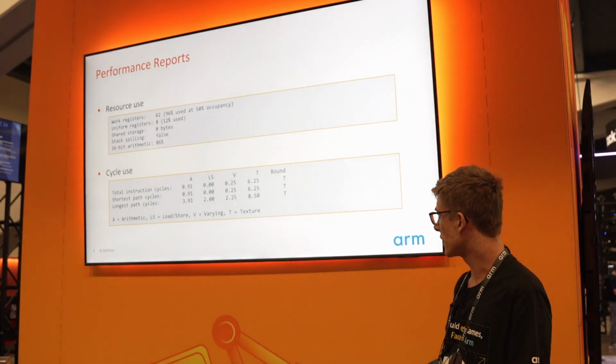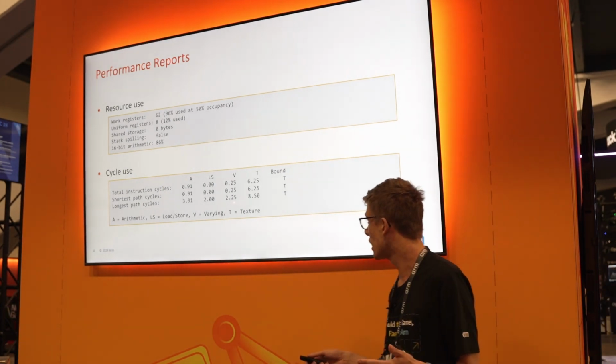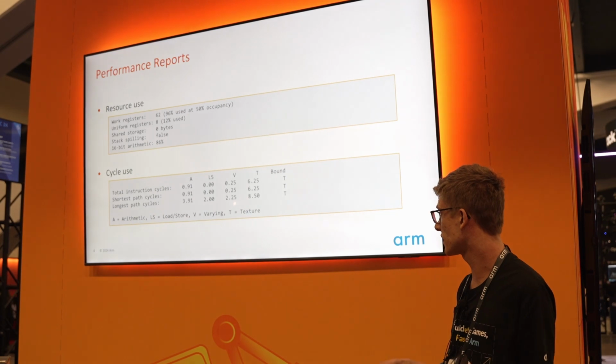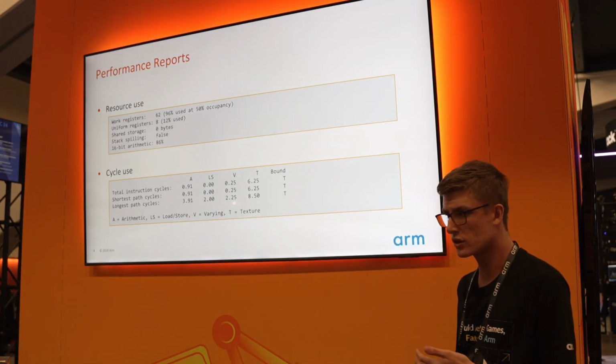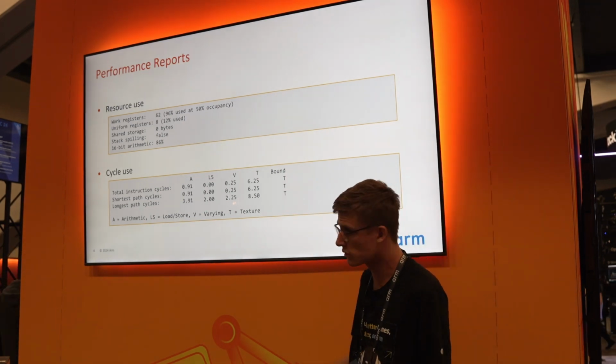The next section is cycle use, and I alluded to this before. We break it down over pipelines, so you can see arithmetic, load, store, varying, and texture, how much you're using of each of those and what you're bound by. So in this case, you can see that this shader would be texture bound.